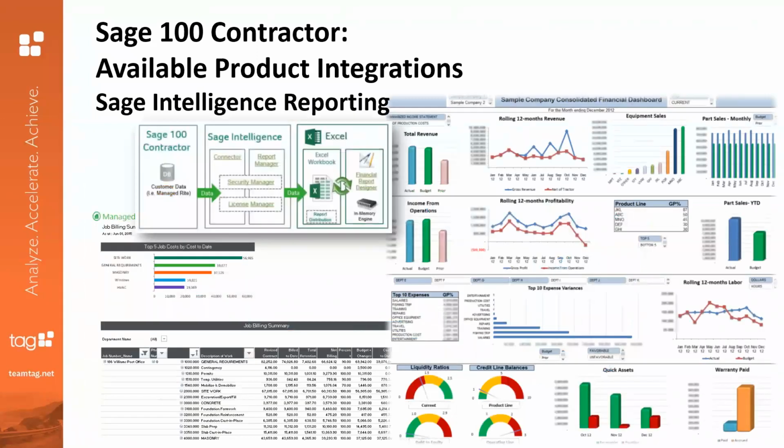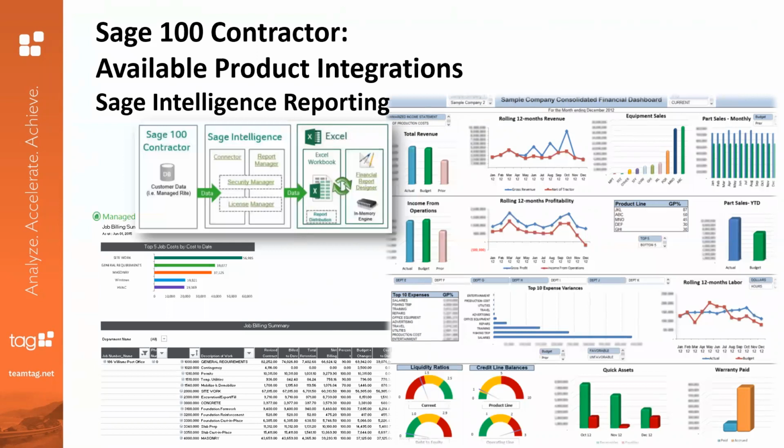The last thing that we'll talk about with the software is the Sage Intelligence Reporting. This is a flexible business reporting tool that gives you the freedom to design reports, and it's built in Microsoft Excel. It is a tool that you're probably already kind of familiar with, and it's on top of and more extensive than that export functionality that you already have within Sage 100 Contractor.